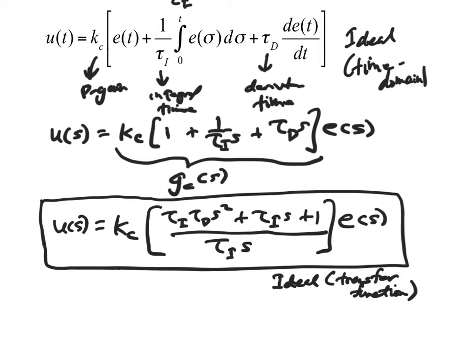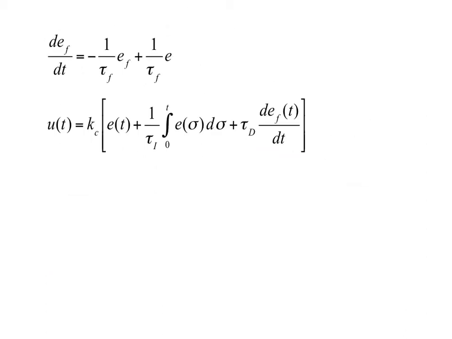Now the derivative term cannot be perfectly implemented, and really you can see this from the bottom. The transfer function representation has a higher order numerator than denominator, so that could not be perfectly implemented in practice. In order to be able to implement the PID controller, we first need to use the notion of a filtered error signal, which is shown as the first equation.